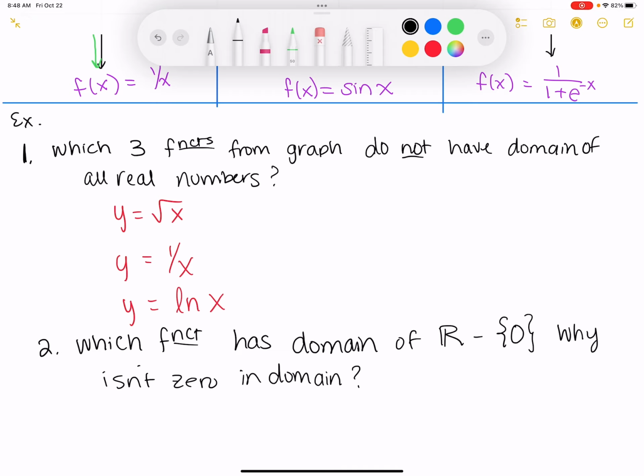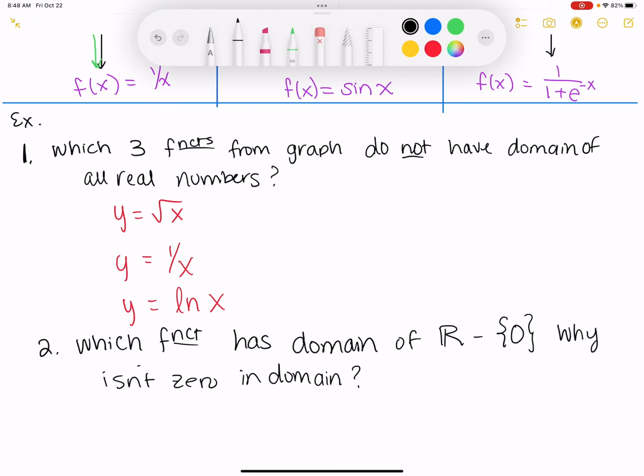What does the R mean again? I forgot. I'm sorry. All real numbers. Okay. So this is saying which function, meaning there's one, has a domain of all real numbers but not 0. So 0 is the only value that's not in the domain.